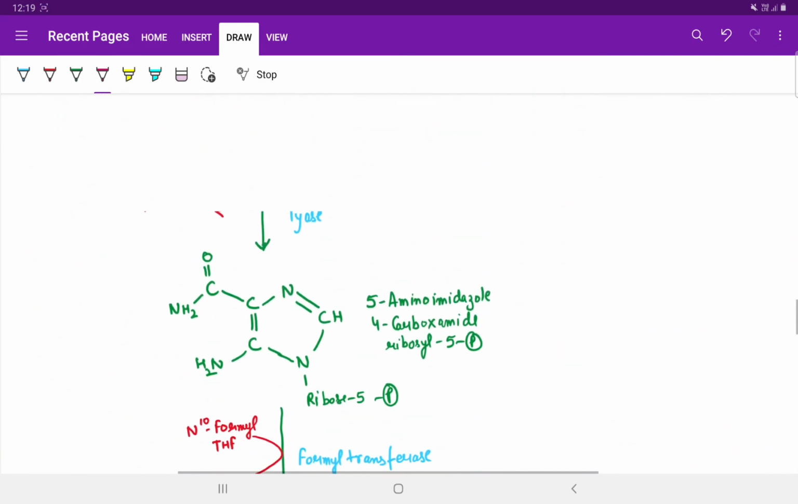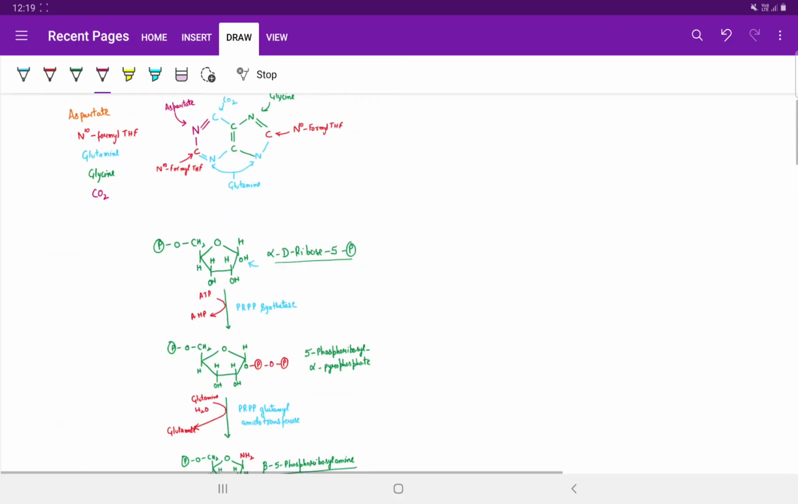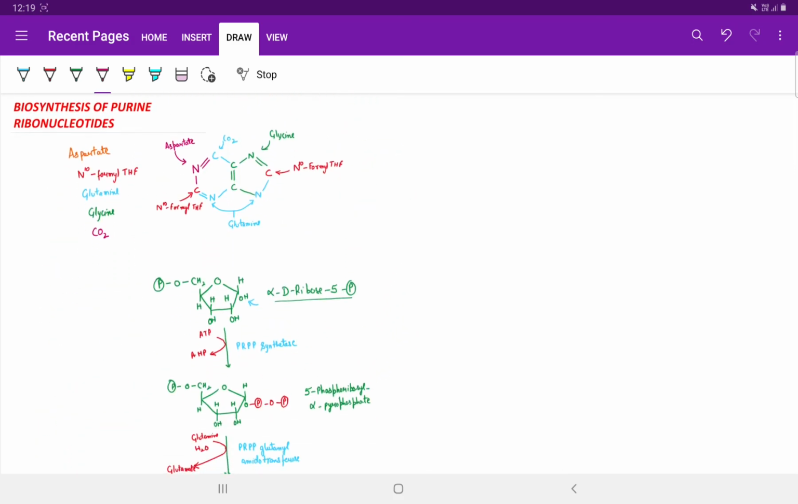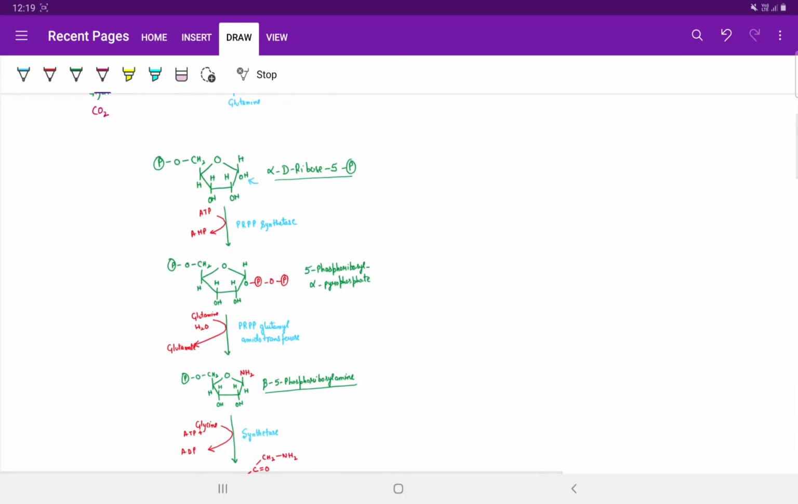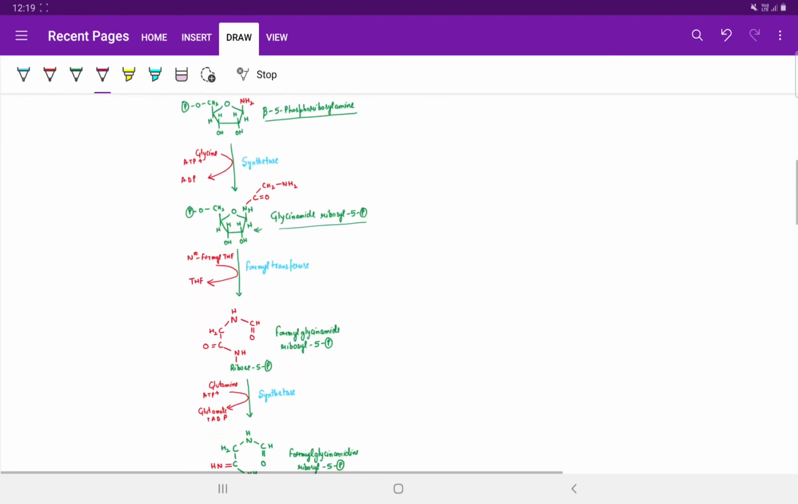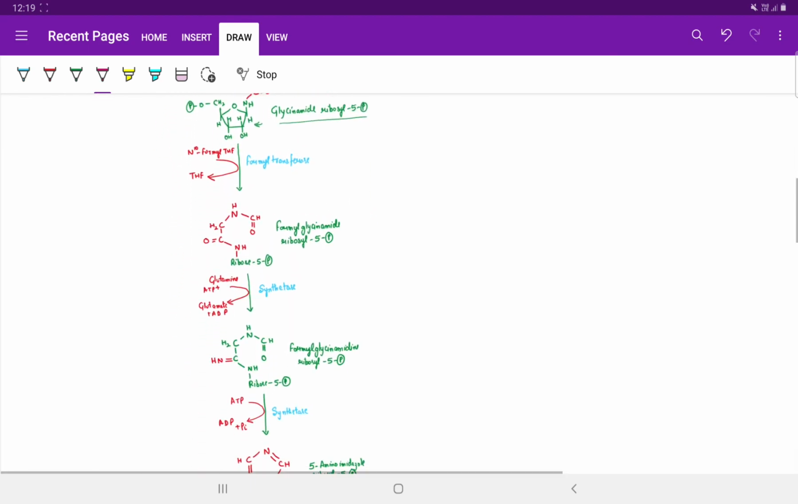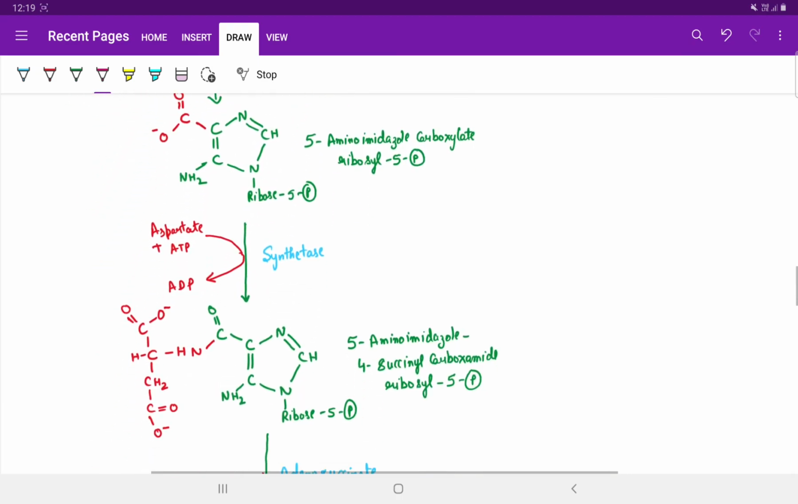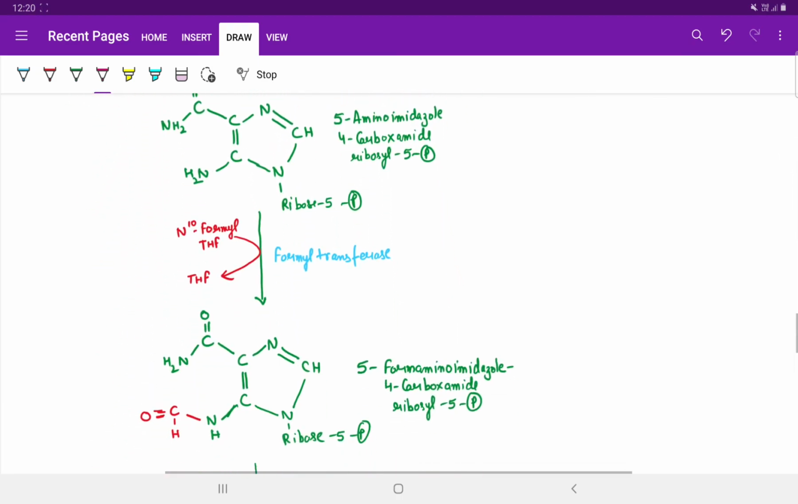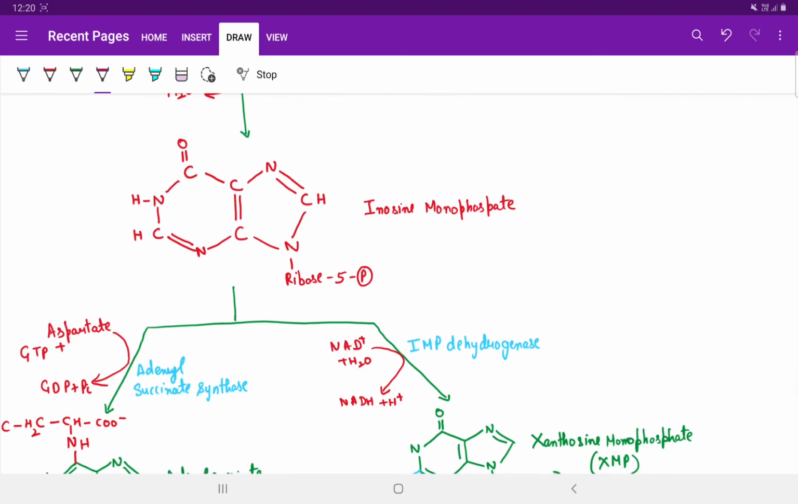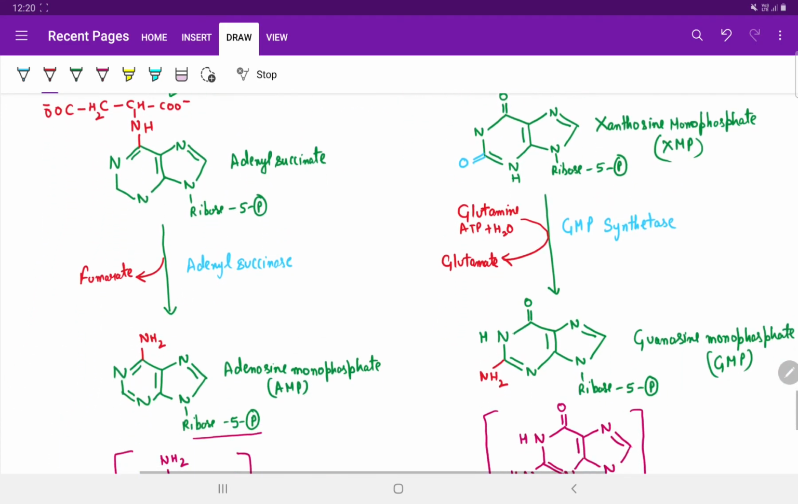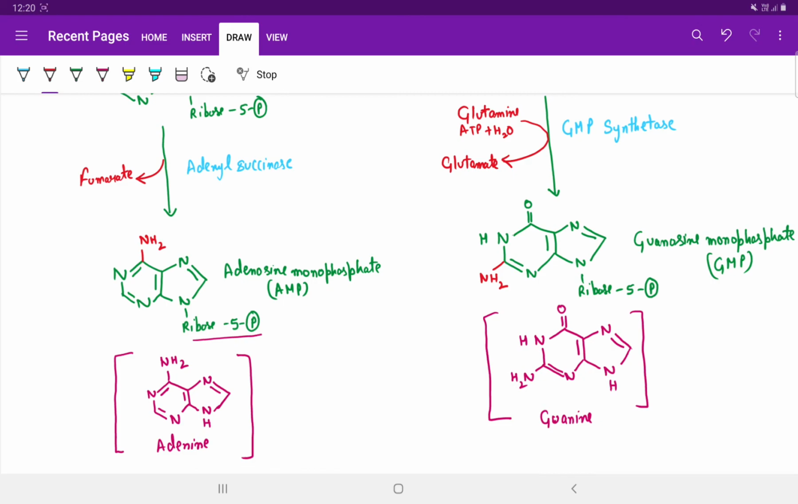So this was all regarding the formation of purine ribonucleotides. So you can see from glutamine how they are synthesized from alpha-D-ribose 5-phosphate. So this is all the way the reactions are going down and leading to formation of a precursor moiety known as IMP, inosine monophosphate. So this is the precursor moiety from where all the purine molecules are formed. So a two-way reaction leads to formation of adenine and guanine. So that was all about the purine nucleotides.